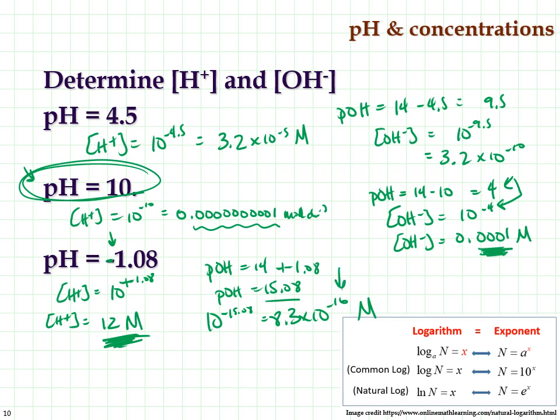That's tiny, tiny, tiny, which makes sense because I have so many H pluses. So those H pluses and OH minuses, they kind of work with and against each other. The more H pluses you have, the fewer OH minuses you have. The more OH minuses you have, the fewer H pluses you'll have.